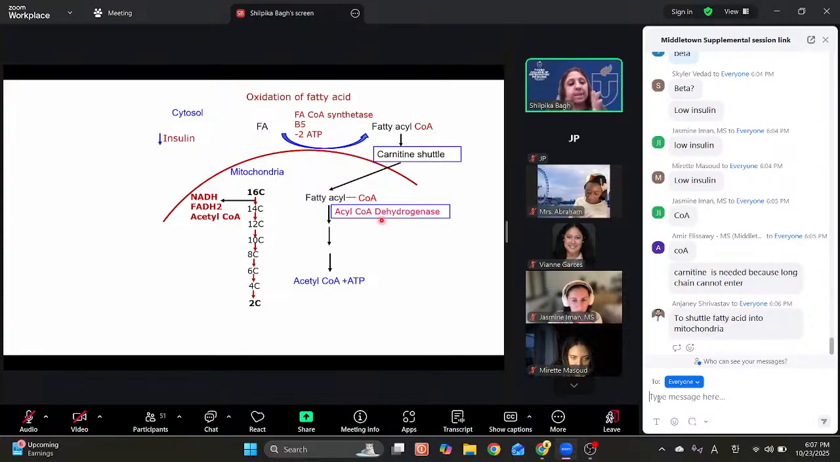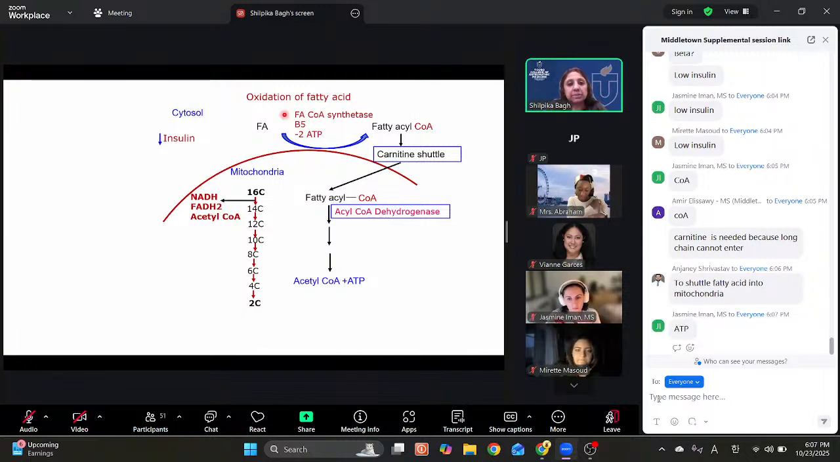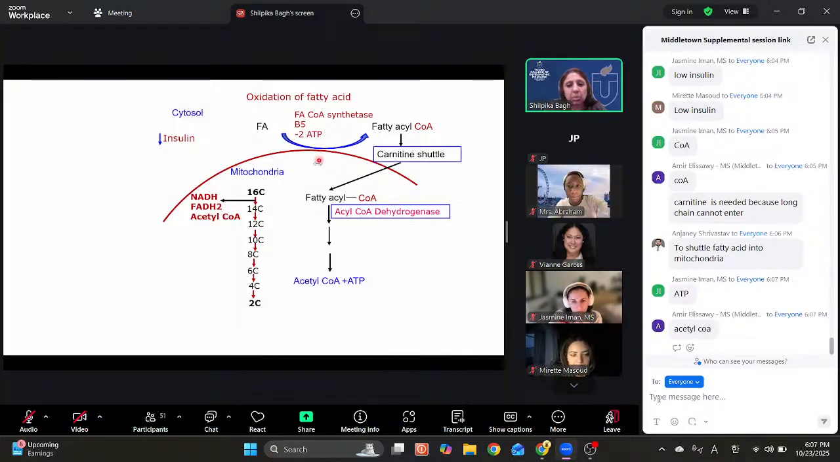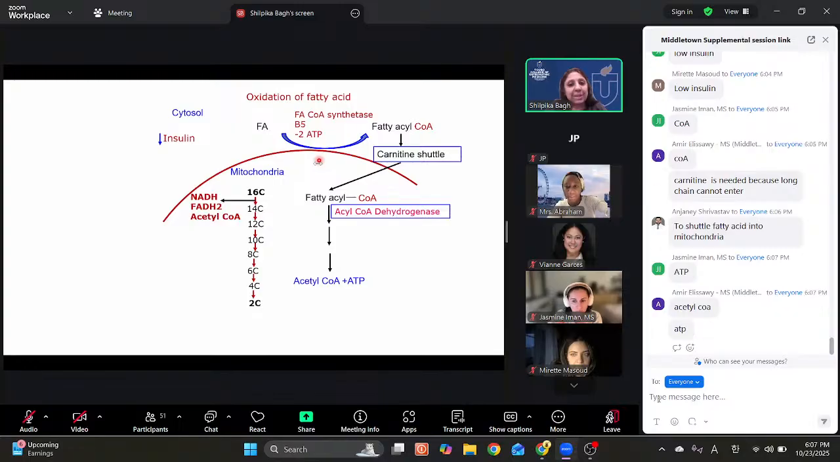But what will fatty acid oxidation give you? Tell me. What will fat burning give you? What are the two major products of fat burning? Acetyl-CoA as well as ATP. But acetyl-CoA and ATP in the liver are essential.